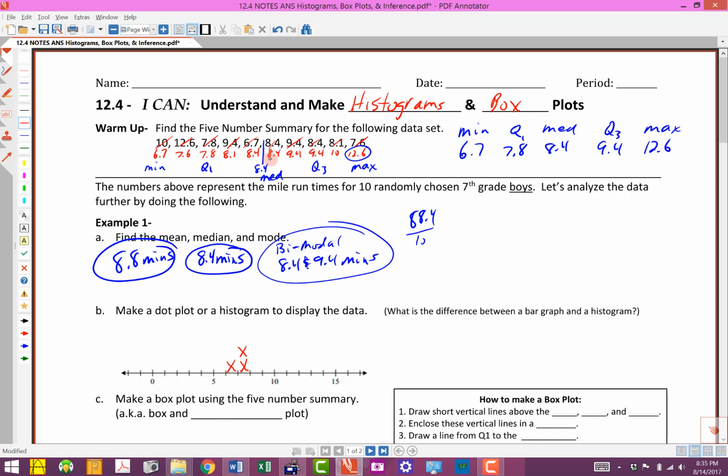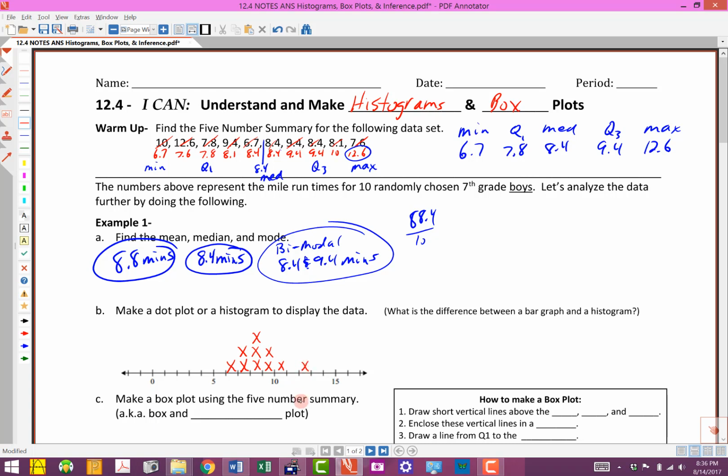We've got 1, 2, 3 in the 8-minute category. And again, notice how I'm making those roughly the same size there. We've got 2 in the 9-minute category. And let's see, we've got 1 in the 10-minute category and 1 in the 12-minute category. So nothing in this 11-minute category right here. So we'll do it like that.